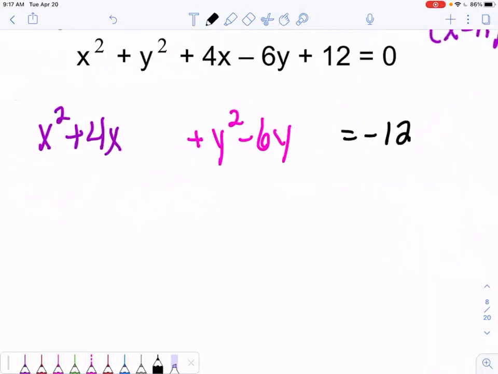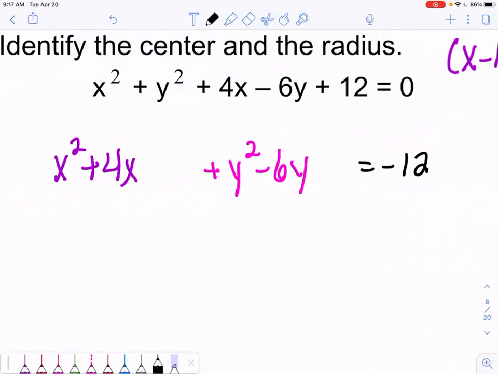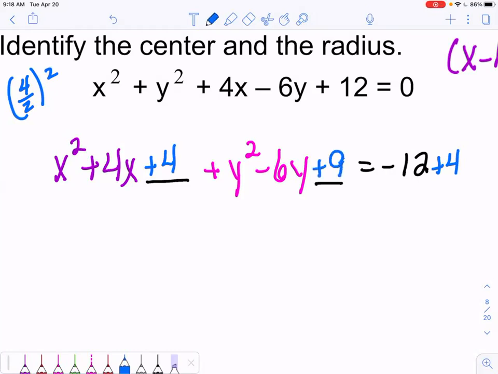So starting with the x, Jack, we have x squared plus 4x. We need to complete the square for the x. What would we do to complete the square? Yeah, so you're taking b divided by 2 and squaring it, so you're adding 4. Where else does that 4 go, Jack? On the other side. How about for the y's, Jack? That also goes on the other side.